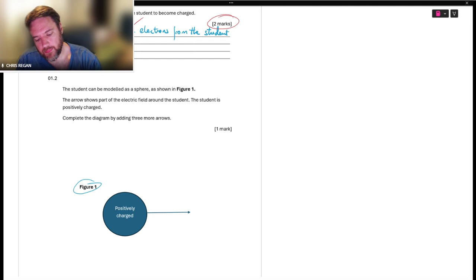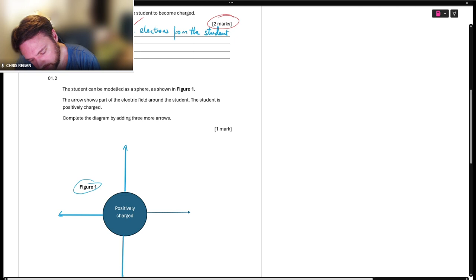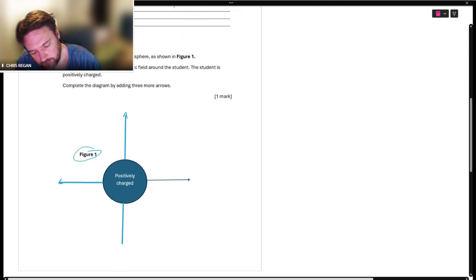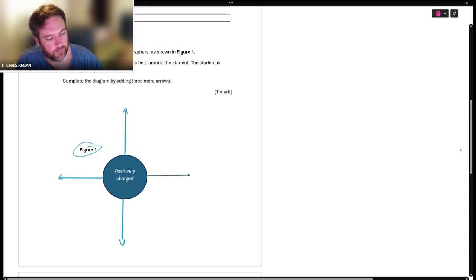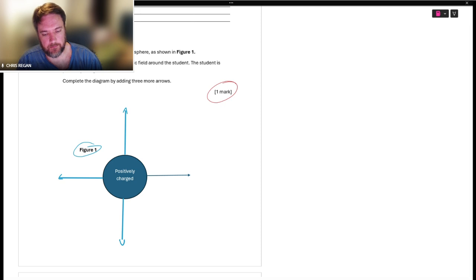Now, the electric field will be pointing away from positive, okay, towards negative or away from positive, which is nice and clear. They've already given us one here, so we just need to follow that. I'm evenly spacing them around the positive charge, okay, to give a nice balanced diagram. And there we go. There's our 1 mark. Should be straightforward, that.